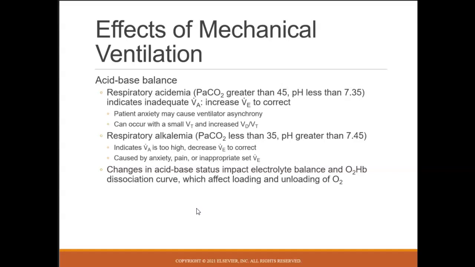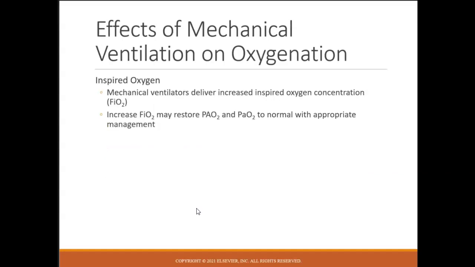It's really important to always remember that any changes in the acid-base status impact electrolyte balance. It's also going to impact things like the oxygen hemoglobin dissociation curve, which affects the unloading or loading of oxygen on the hemoglobin and that oxygen transportation. So we do want to make sure that our patients are acid-base balanced. We're always shooting to normalize pH rather than normalize CO2 in mechanical ventilation.